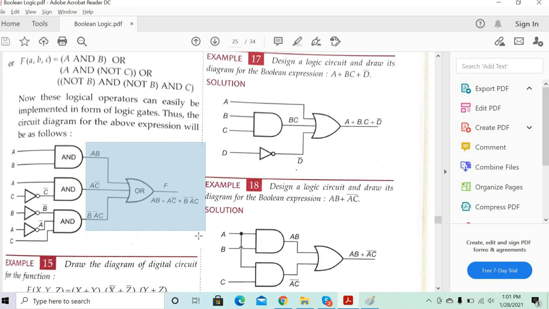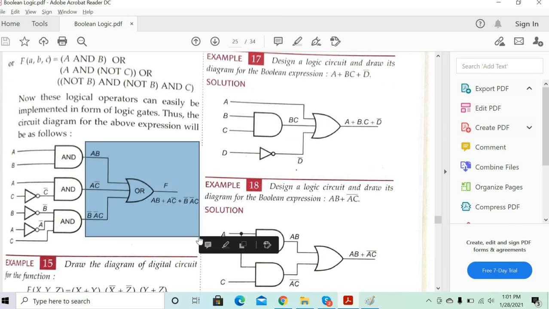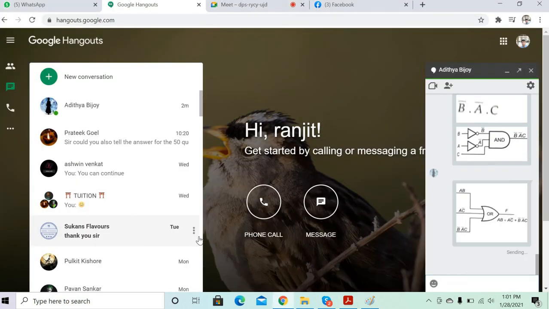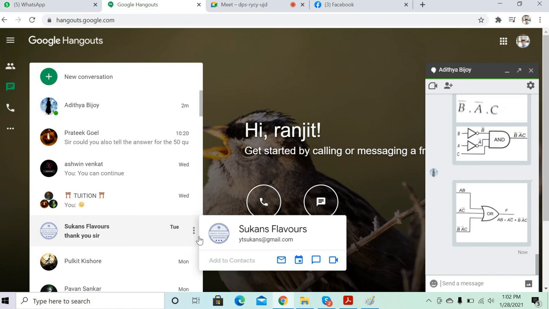Whatever is there, you do the addition for the output of all the things. Put the OR gate on the output of all the things. Understood? Yes, sir. Any questions, any doubts in this part? Anything which is not clear to you? No, sir. Clear.